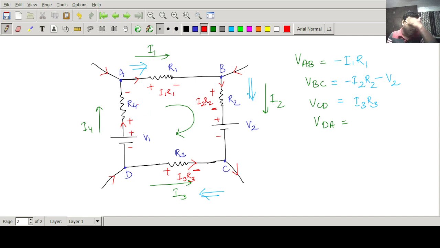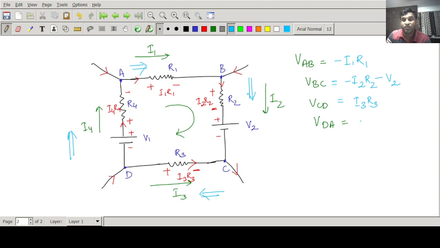Okay, so the current is only giving the direction. Here I4 amount of current is flowing across R4, so the drop will be I4 into R4. Now our motion is in the clockwise direction, so I am moving from D to A. First I will get this voltage. I am going from minus to plus, that means we are gaining something.